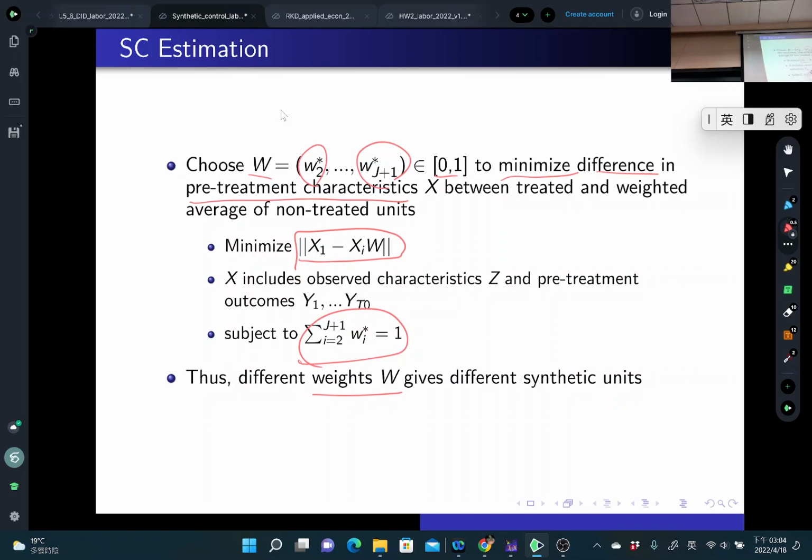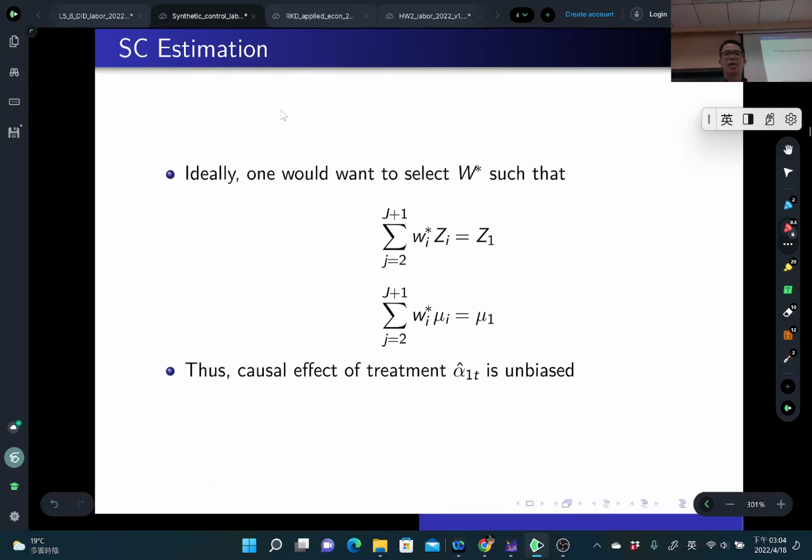And you will use all the pre-treatment outcomes to match the fitting. Okay. So ideally, we want to choose the weight.